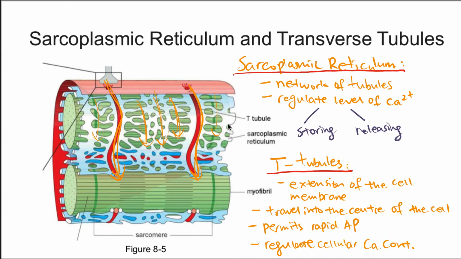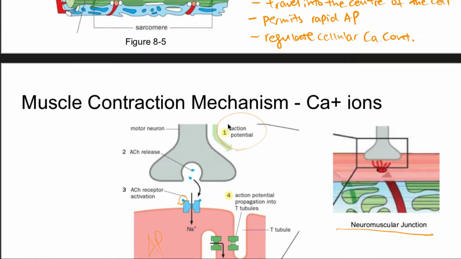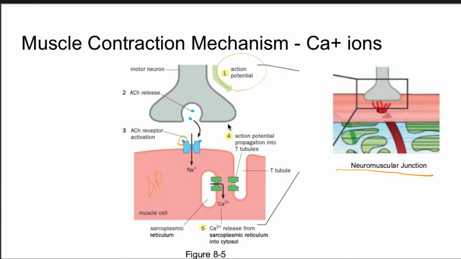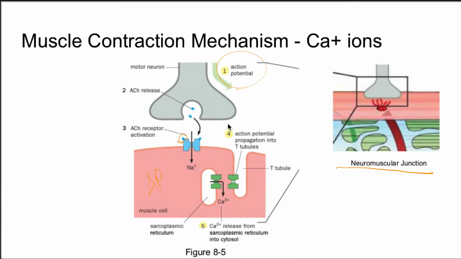So the functionality of the sarcoplasmic reticulum is that it regulates the level of calcium through storing and releasing calcium ions, which is needed for muscle contraction. The T-tubules permit rapid transmission of the action potential into the cell and play an important role in regulating cellular calcium concentration. So therefore, this structure allows calcium ions to be distributed quickly throughout the cytosol. So now let's talk about the role that calcium plays in muscle contraction.